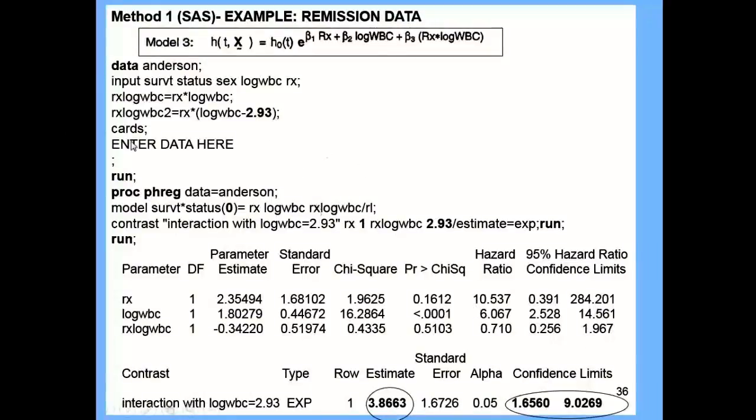Now, let's go on. You enter the data, you go proc PHREG, it would be proc logistic if it was logistic regression, but now it's proc PHREG, data Anderson, you put the model statement, and then what do you do to get a confidence interval? You use a contrast statement, right? That's what we did before. And you tell the computer what contrast you're getting. It's a label. You say, I want to get a contrast for the interaction with log white blood cell count equal to 2.93. I want to get a confidence interval around the odds ratio when it controls for log white blood cell count, using the mean log white blood cell count for what I want to get the confidence interval around. So what you do is you go Rx1, Rx log white blood cell count 2.93 slash estimate equal to EXP, and then you run it.